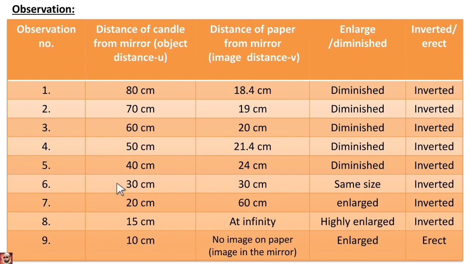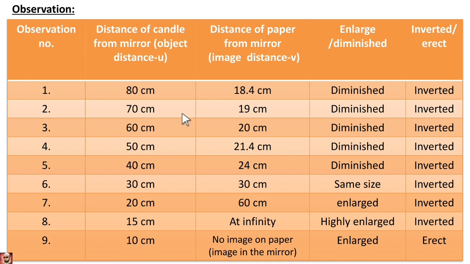Now the activity that we did, we have noted down in the observation in tabular form. In the table you have to take the observation number, object distance, that is the distance of the candle from the mirror, image distance, that is v, the distance of the paper, that is the screen, from the mirror, whether it is an enlarged image or diminished image, and inverted or erect.